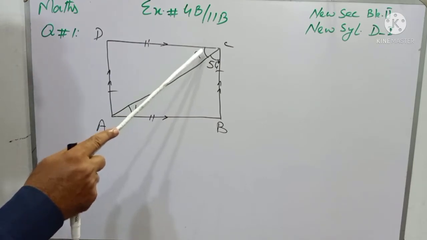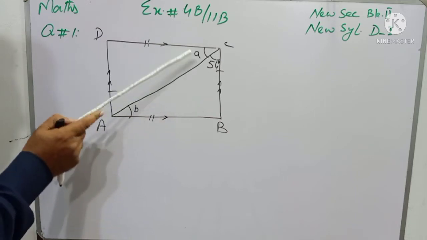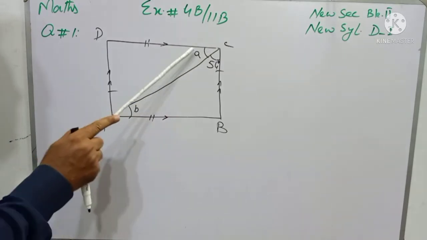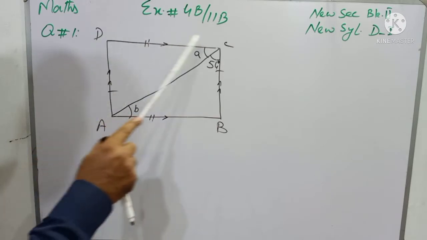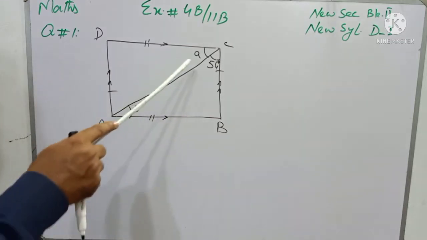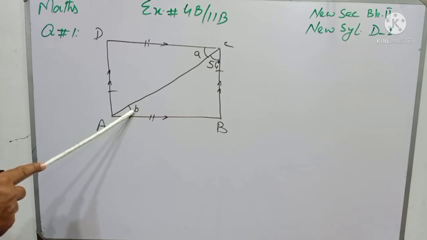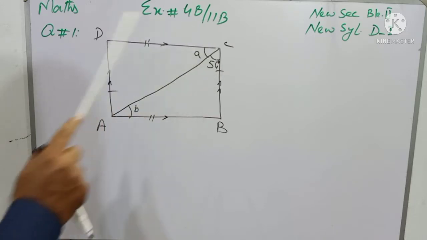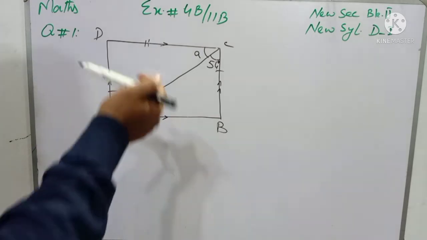And students, angle A and angle B, these two angles are alternate angles. Alternate angles are the interior angles between parallel lines on opposite sides of the transversal line. AC is the transversal line of lines DC and AB, whereas DC and AB both are parallel. So students, angle A is equal to angle B, and these two angles are called alternate angles, whereas the sum of angle A and 54 is 90 degrees because all angles are right angles in a rectangle.